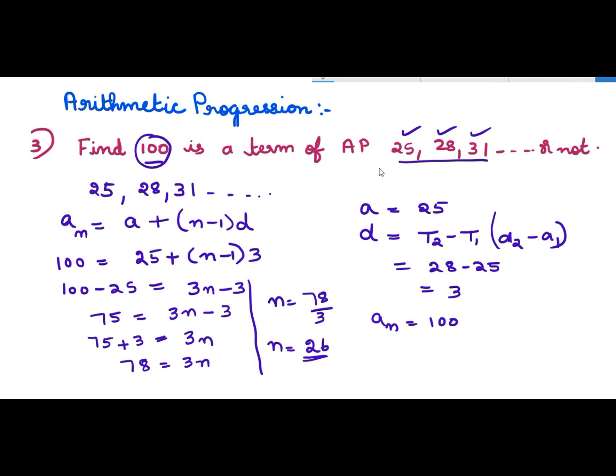So n is a whole number. We can say that the 26th term of this AP is 100. If you get the value of n as a fraction, say 26.5 or so, we can say that 100 is not a term of this AP. Here we got the value of n as a whole number, so we can say that 100 is a term of this arithmetic progression.